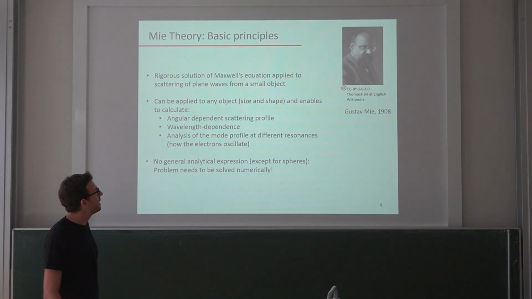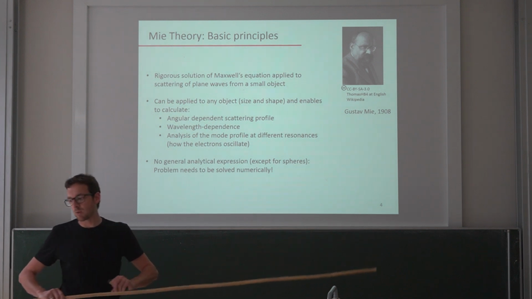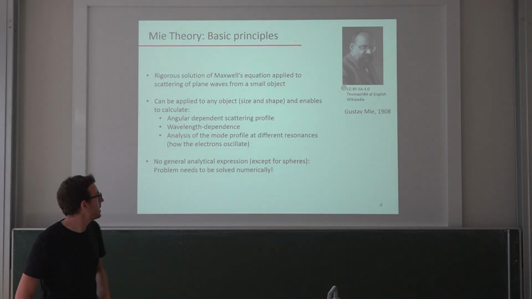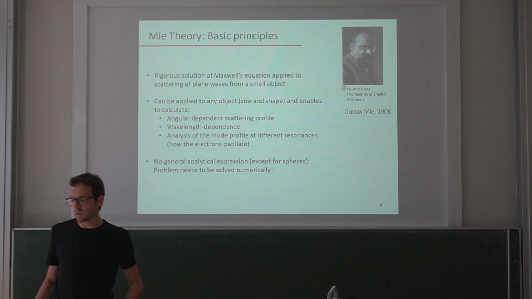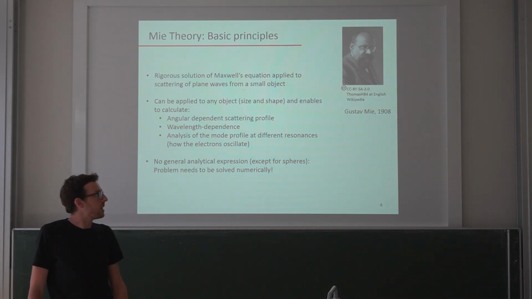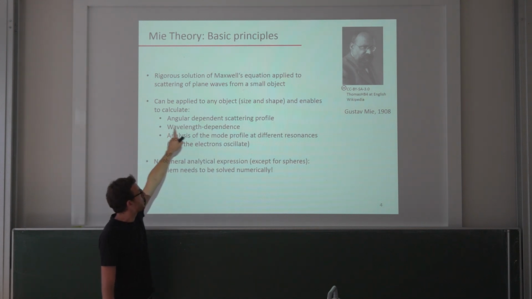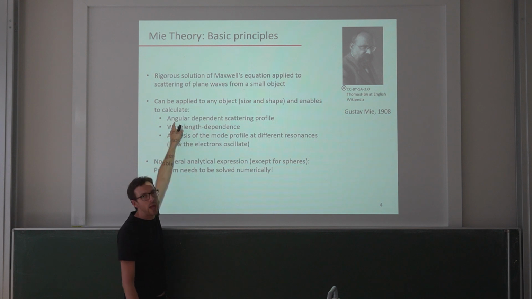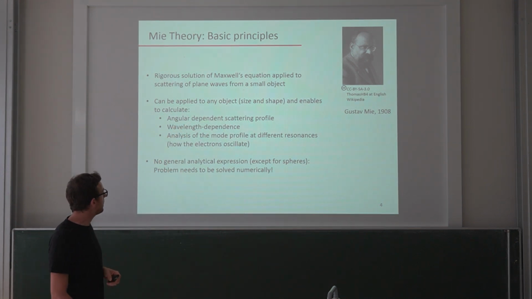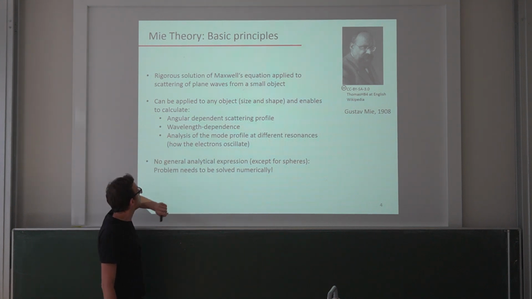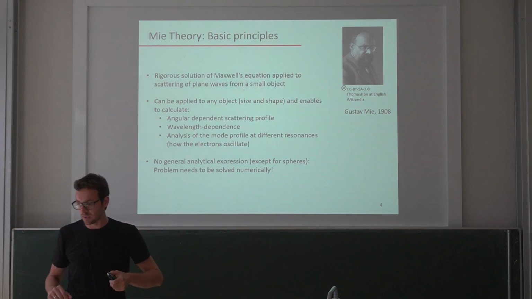And luckily, this guy here, Gustav Mie, did exactly this a bit more than 100 years ago. So what he did is he found a solution of Maxwell's equations applied to this scattering problem. And his theory, known as Mie theory, can now be used to describe the scattering profile as a function of the angles, so where you sit with respect to the incoming light beam, as a function of the wavelength, of course, and as a function of how the oscillations are. You'll see this in a second.